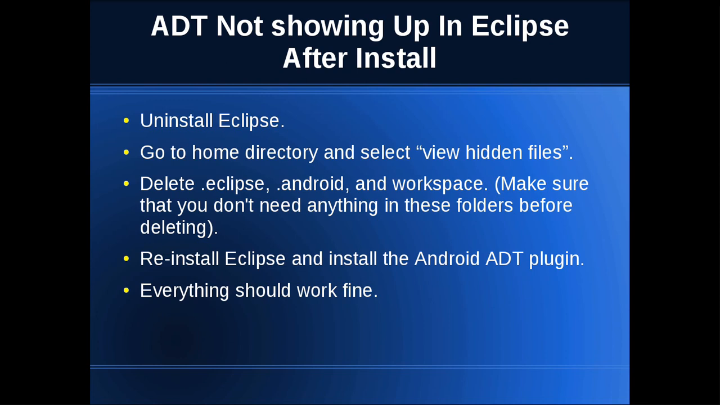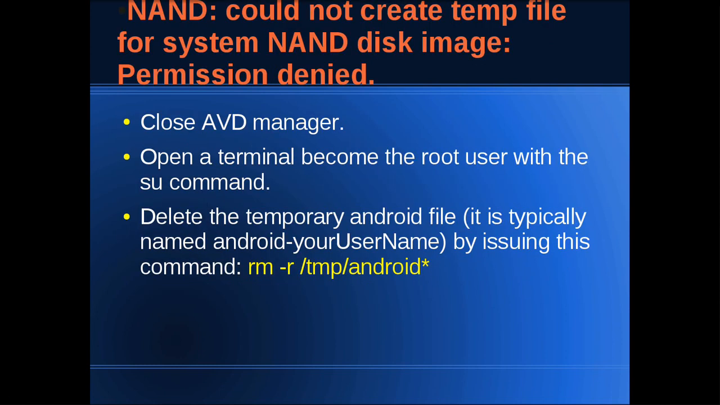So after trial and error, what ended up working for me is I ended up having to uninstall Eclipse. I had to go to my home directory and select View Hidden Files. I had to delete the .eclipse, .android, and workspace folders. I then reinstalled Eclipse and installed the Android ADT plugin, and then everything worked for me. And I'll kind of demonstrate that real quickly.